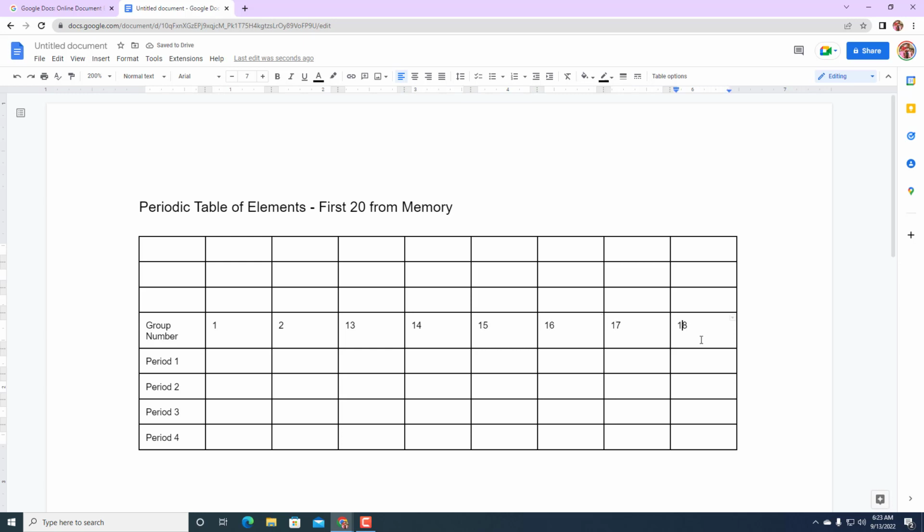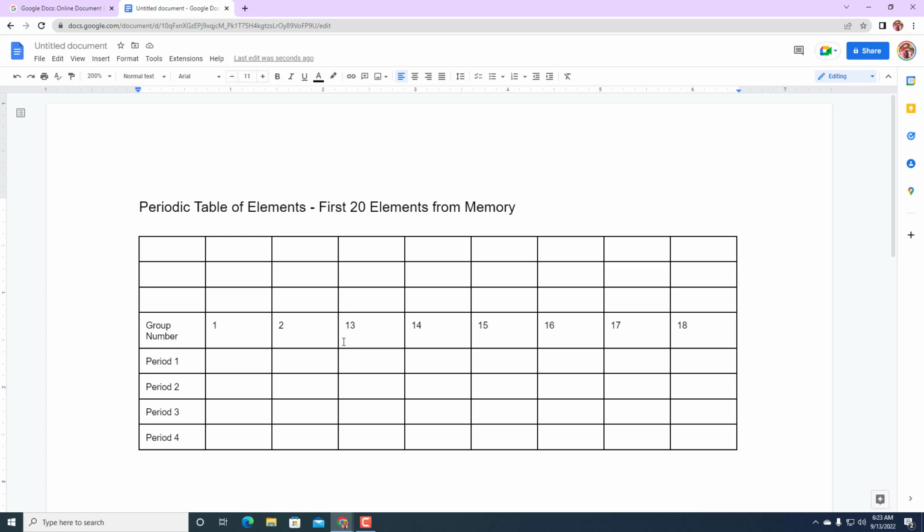The reason for this is that we're doing the first 20 elements, and maybe I'll make it more explicit that we're doing the first 20 elements from memory. It's like the table leaf that, during Thanksgiving, you can put into a dining room table to make it a little bit longer. You're going to see those transition elements, but we're not going to mess with those right now. So that's why the group numbers are 1, 2, 13, 14, 15, 16, 17, and 18.